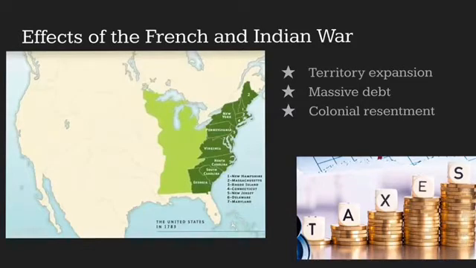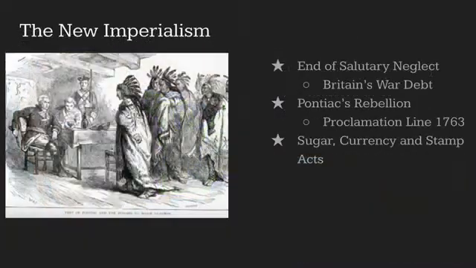The map here shows French territory that was transferred to the English. New imperialism. In 1763, we see the end of salutary neglect. Britain begins to tax the colonists, which really upsets them. There was a huge spike of defiance in trade after the war.